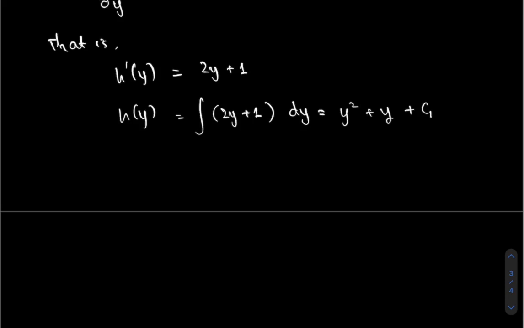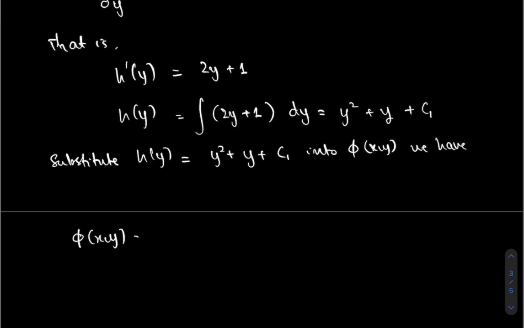Now you substitute the function h of y you just obtained back into the function phi of x, y. So phi of x, y is equal to x squared y minus 3x cubed plus y squared plus y plus c1. And now you basically set this equal to a constant, because remember the differential equation is derived from the level curve, and the level curve is a function of two variables that is equal to a constant. Now I set that equal to k.